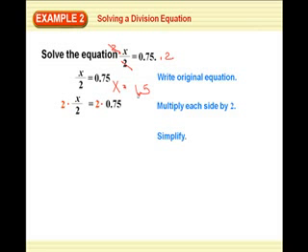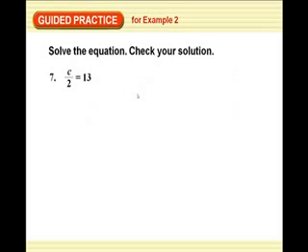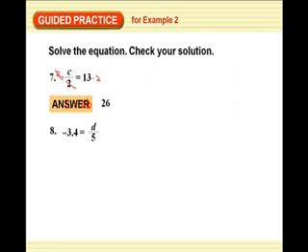We're going to multiply by 2. So c divided by 2, the opposite of dividing by 2 is to multiply by 2. c equals 26. Those cancel. What's 26 divided by 2? 13. So you know it works.